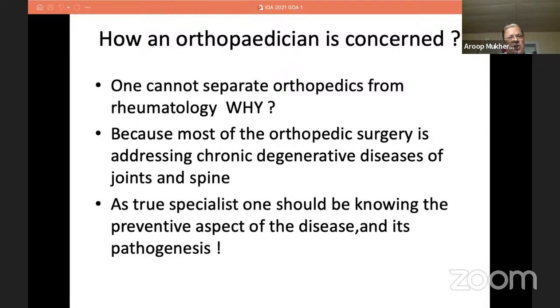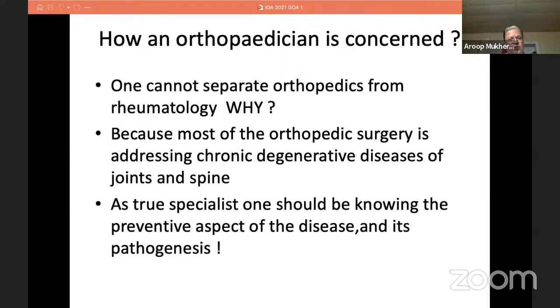How is an orthopedician concerned? One cannot separate orthopedics from rheumatology. Why? Because most of the orthopedic surgery is addressing chronic degenerative disease of joints and spine. Why is there more degeneration in some patients and less degeneration in some persons? That is a matter of genetics and genes, and the penetration of the genes.